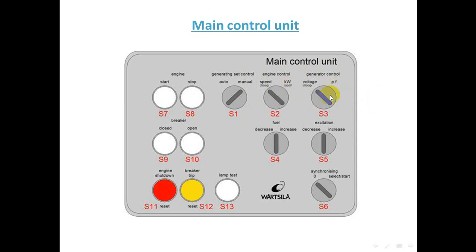S3 is also a generator control, but what are its functions? S3 is the generator control mode: voltage drop or power factor. There are two selections in S3. You select voltage drop to show the voltage droop of the generator on the screen, and if you want to select the PF, or power factor, you must select PF.